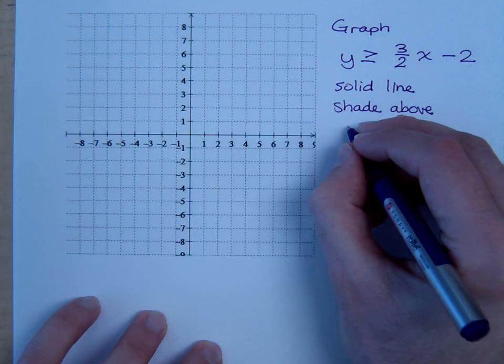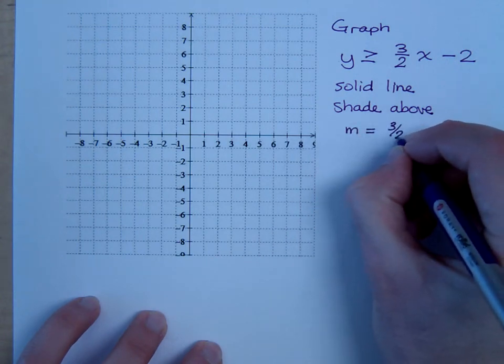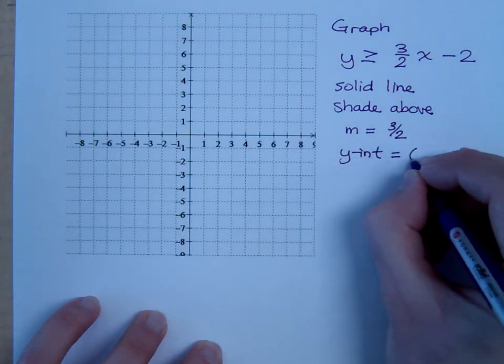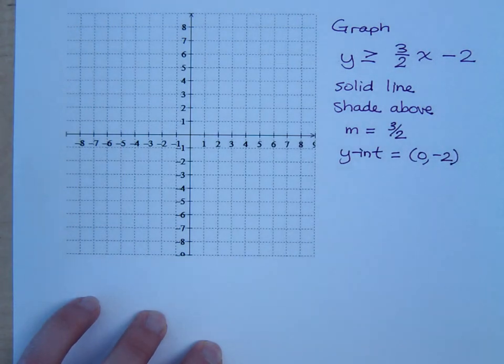What do you know? You had a slope. What's your slope? 3/2. What's your y-intercept? -2. Nope, do better than that. 0, -2. What do I use first here in all of this information? My y-intercept. 0, -2.